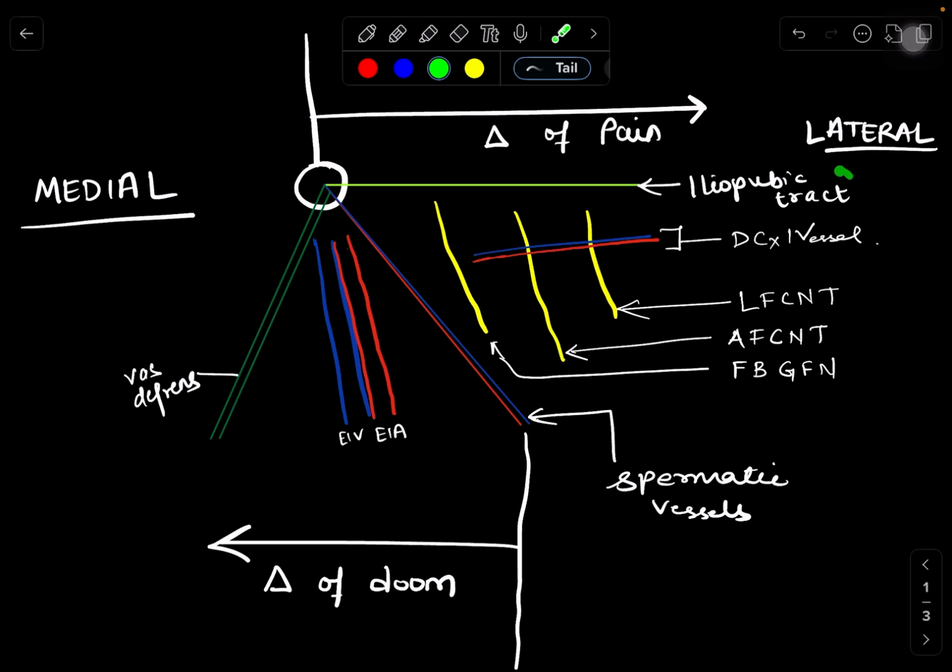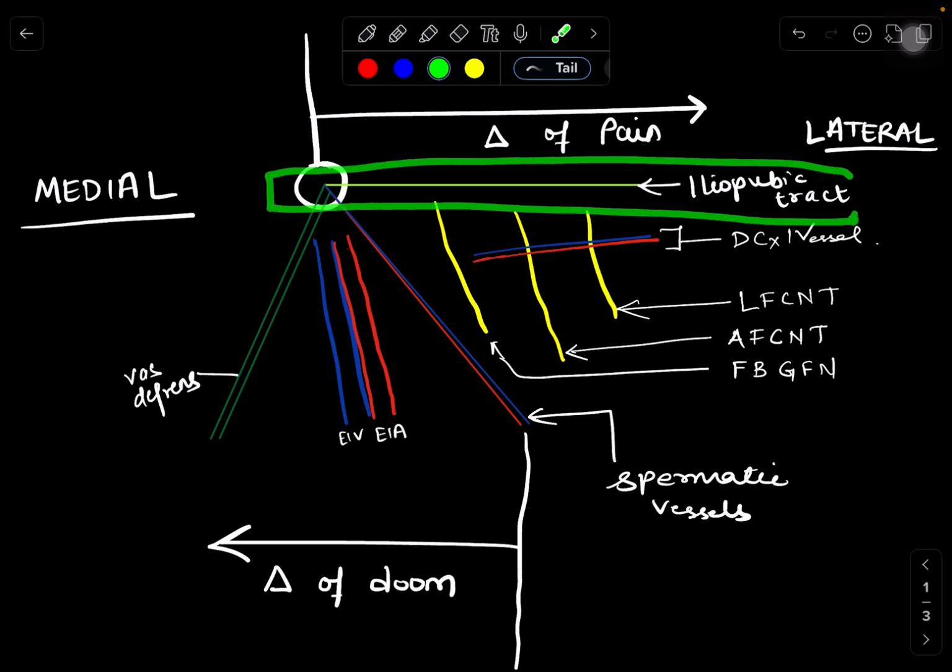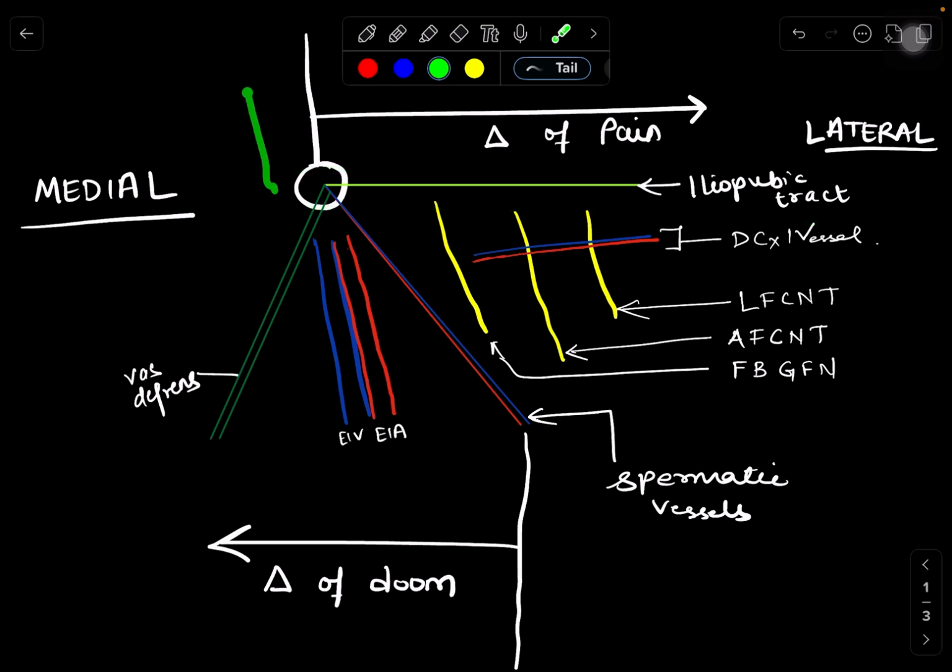Now, why is this iliopubic tract important? This is important because anything above this tract is safe and anything below this tract is unsafe with respect to the tack placement.